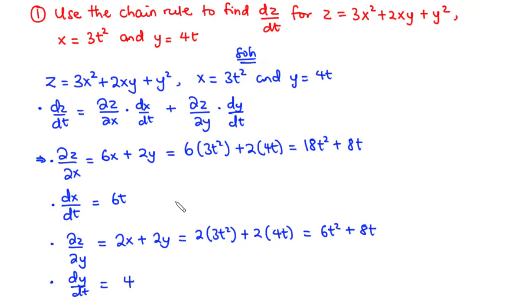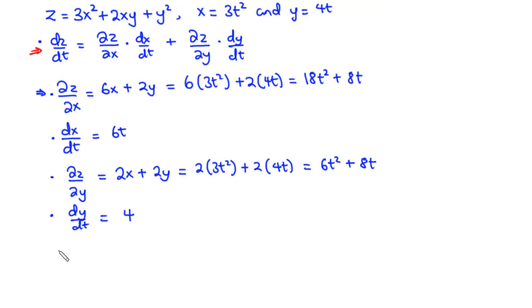So finally, we are going to substitute these expressions in here, so that we have dz/dt equal to the partial of z with respect to x, that is 18t squared plus 8t. So you multiply that by dx/dt, and that is equal to 6t, plus we have the partial with respect to y, that is 6t squared plus 8t, and then we multiply that by dy/dt, which is 4.